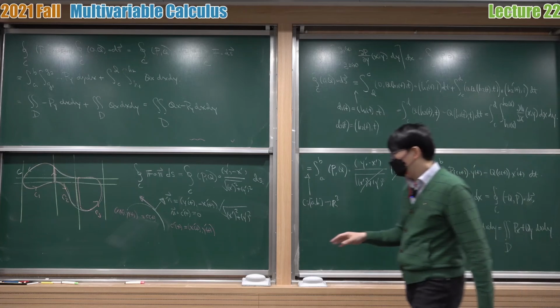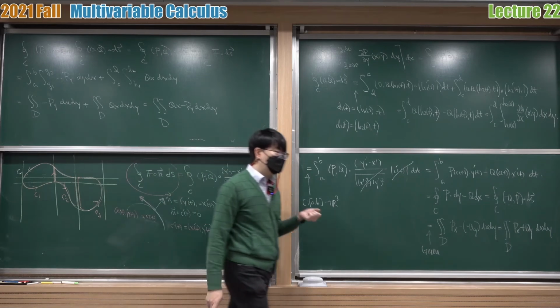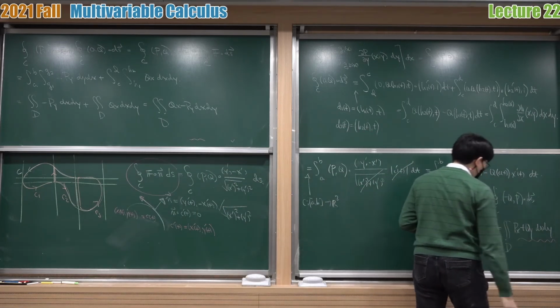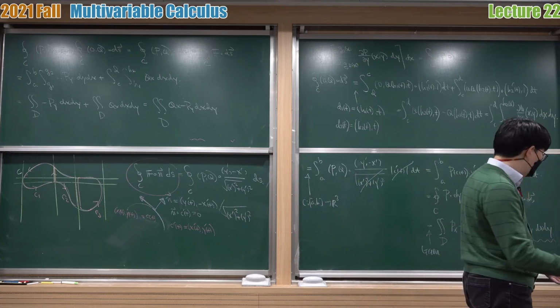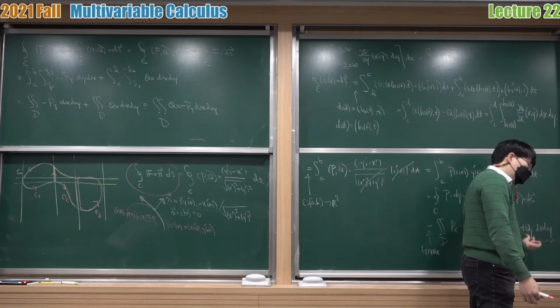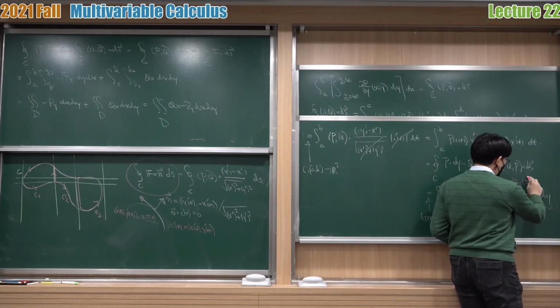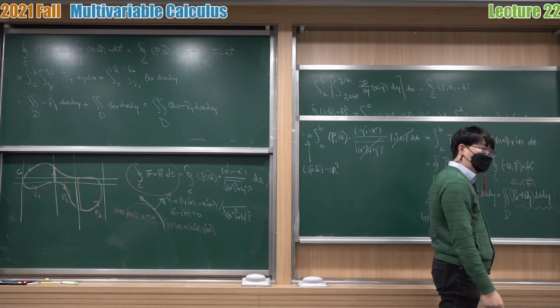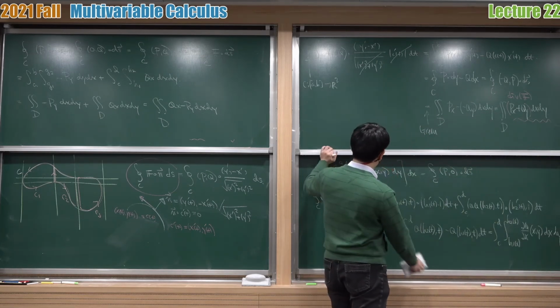So where we came from is here. We want to find the flux, and it turns out that the flux is equal to the double integration over the enclosed area of this P_x plus Q_y. Now we call this P_x plus Q_y the divergence of F. Okay? What does it mean that we have non-zero divergence? What does it mean?